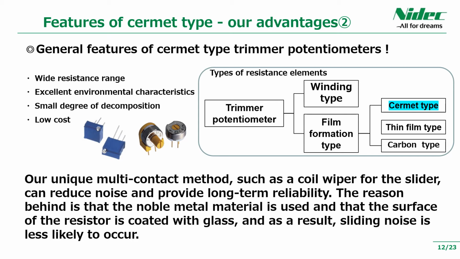There are two types of resistance elements, winding type and film formation type. Furthermore, film formation type is divided into three types: thin film type, carbon type, and our cermet type. The cermet type features a wide resistance range, excellent environmental characteristics, low decomposition, and low cost. The disadvantage is that the surface of the resistor is coated with glass, so sliding noise is likely to occur. In order to reduce this sliding noise, we have adopted a unique multi-contact method such as a coil wiper for the slider, and by using a noble metal material, our products have been achieved to own long-term reliability.